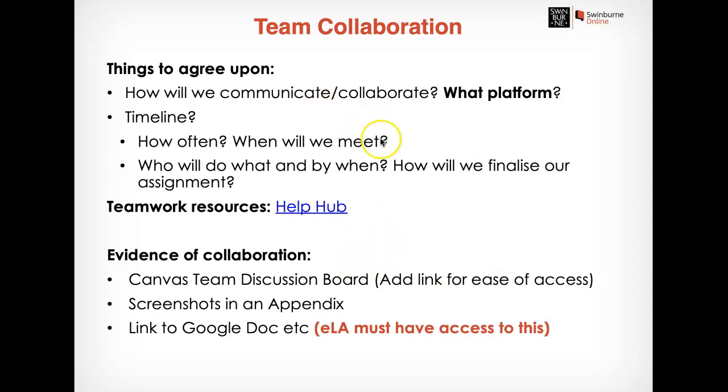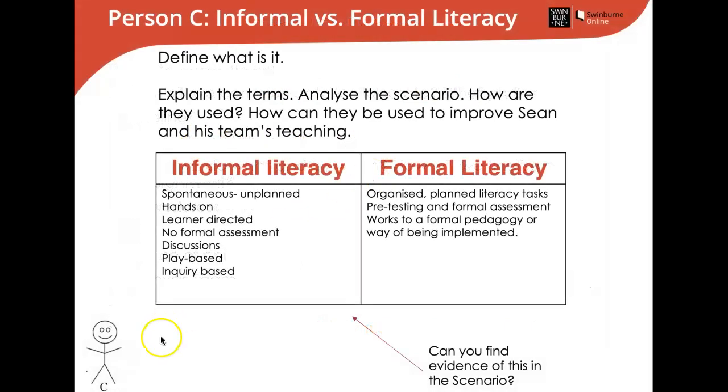But things to agree upon early. Maybe you think about how you could communicate and collaborate. What's good for you? You have to decide on, are you going to go through Google Docs? Are you going to have a chat over the phone? Are you going to Zoom? Whatever it is you're going to use. How often are you going to meet? When are you going to meet? How are you going to finalise the assignment?